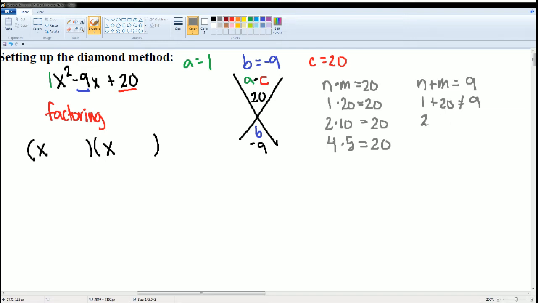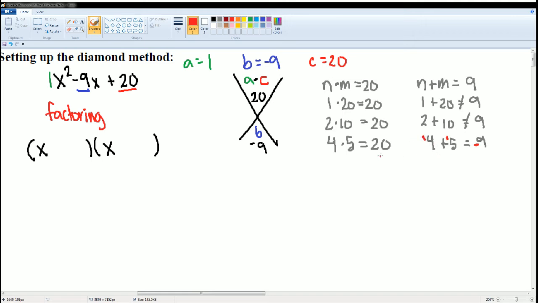What about 2 plus 10? That can get you 12 or 8. No, so that cannot get you 9. What about 4 and 5? Can that get you -9? Yeah, you can. How? Okay, because remember, this is -9. This has to be negative, and this has to be negative.